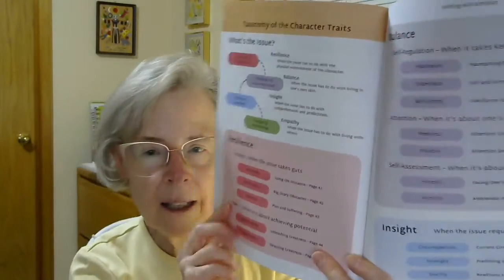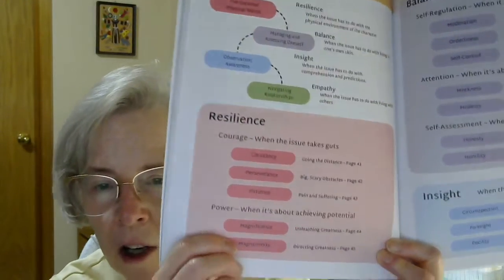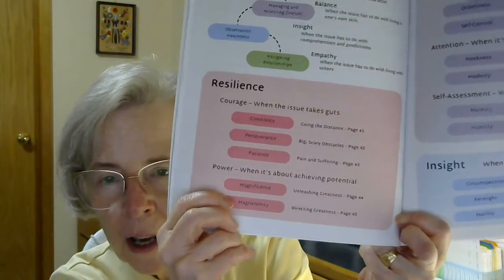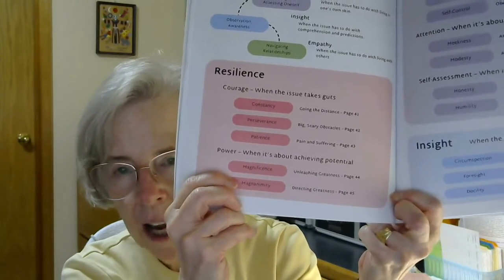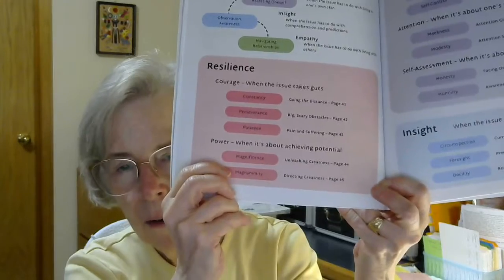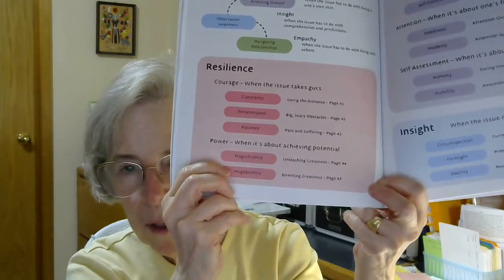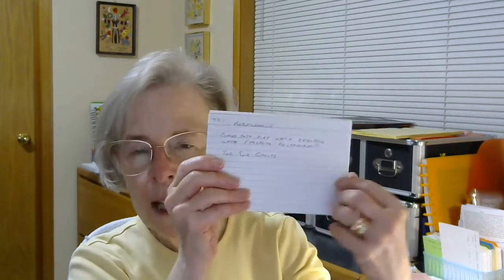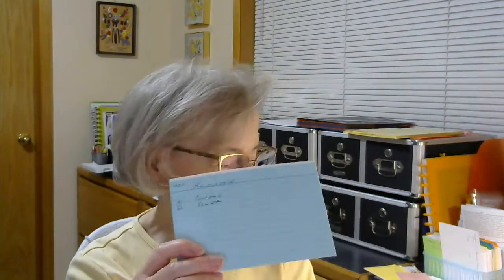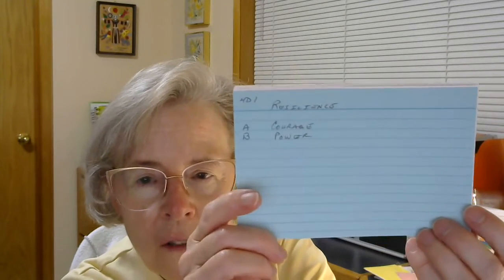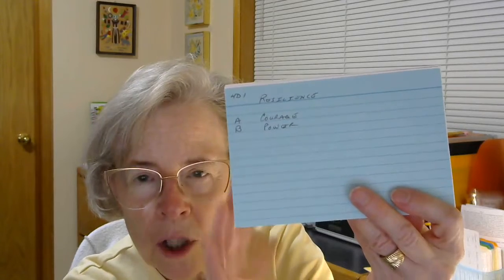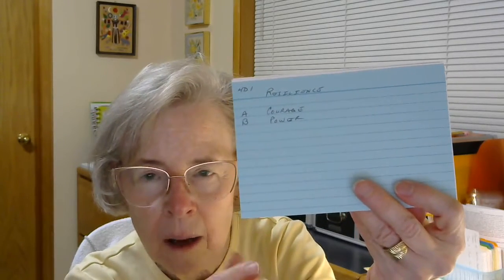In 4D1, on resilience, if you can read it, there are two subgroups: the courage subgroup and the power subgroup. So that is our next breaking point. Resilience has two subgroups: courage and power. So our 4D1 is going to have a directory card: 4D1A, courage; 4D1B, power. We're just going back and forth, number, letter, number, letter.